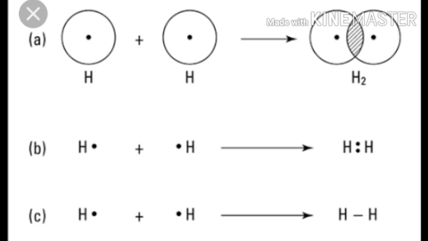So, it attained the nearest electronic configuration of helium, that is 2. Thus the bond in the hydrogen molecule is formed. That bond is a covalent bond. It is formed by the shared pair of electrons. Okay, hope you understand this.